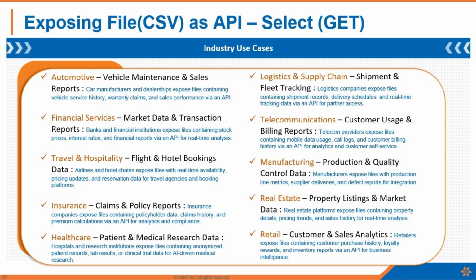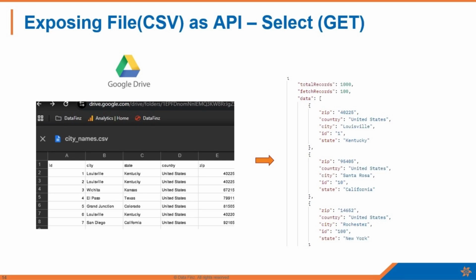Exposing CSV files as APIs using the GET method allows industries to share structured data like financial reports, vehicle history, and shipment tracking, enabling easy access for analysis and integration. DataFinz enables users to expose CSV files as APIs using the GET method, providing no-code access to file-based data. This simplifies data retrieval by allowing structured file content to be accessed through API requests. In this demo, we'll walk through how DataFinz seamlessly connects to Google Drive, selects a CSV file, and exposes it as a REST API in just a few clicks.